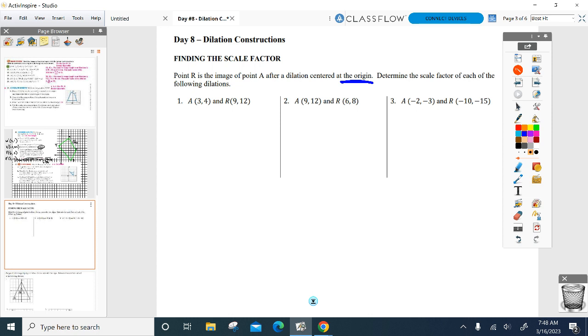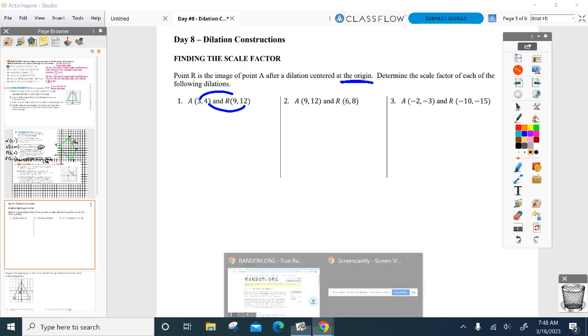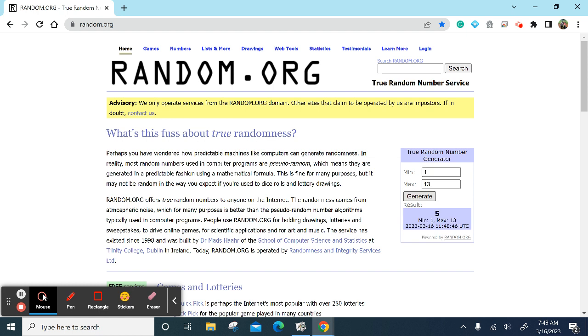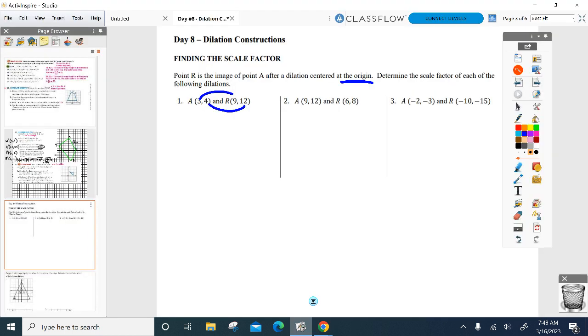Determine the scale factor of each. So let's look at number 1, (3, 4) to (9, 12). And again, you're doing it around the origin, so you know you're multiplying your original coordinate by a number. So as I go from 3 to 9 and 4 to 12, and again, I can do this because it's around the origin. I don't have to go find the slope and determine the slope. So 3 to 9, 4 to 12. What are we multiplying by here? 3. So my scale factor is 3. Yep.